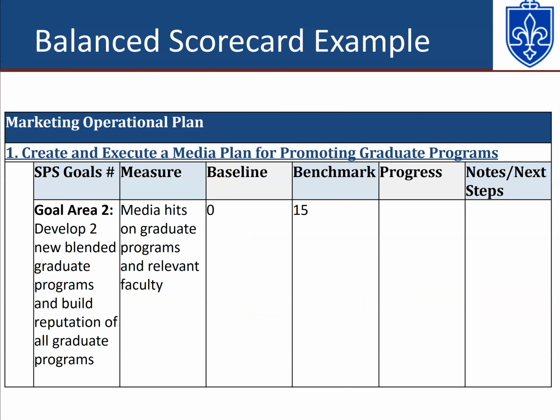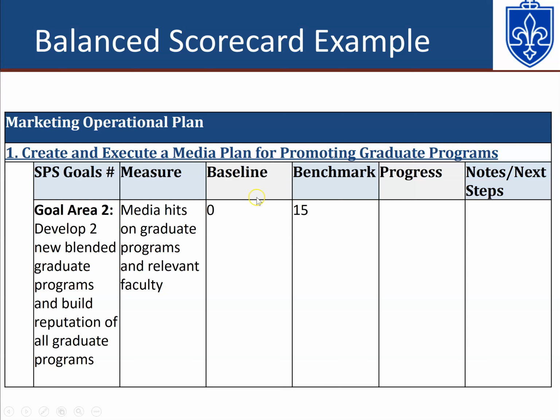Here would be an example of a scorecard that was used in the School for Professional Studies some years ago. One of our goals was to create and execute a media plan for promoting graduate programs. And this fit within the larger strategic goal of developing 2 new blended graduate programs, and building the reputation of all graduate programs. The measure then for this media plan was the number of media hits on the graduate programs and relevant faculty. We started with a baseline, so that's your current data, or sometimes I'll have organizations use the average of the last 3 years if they have data.